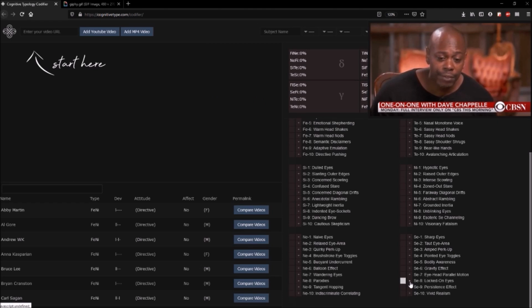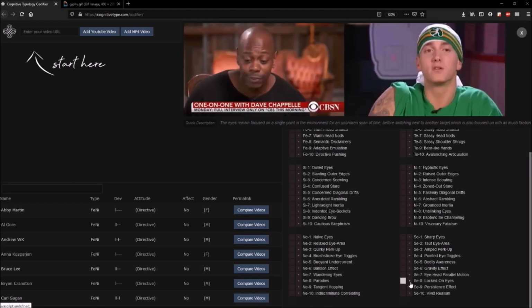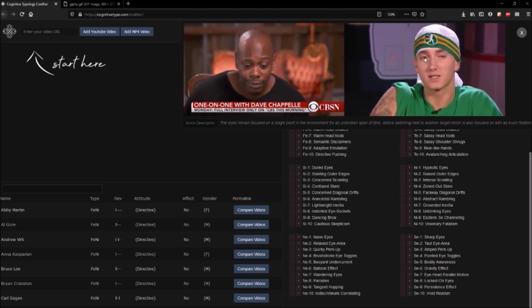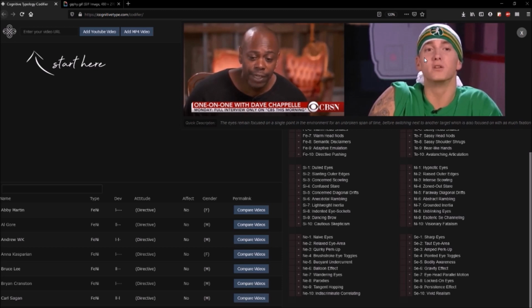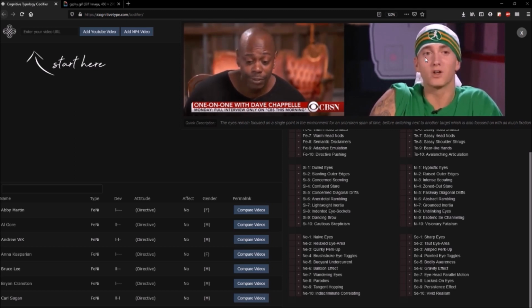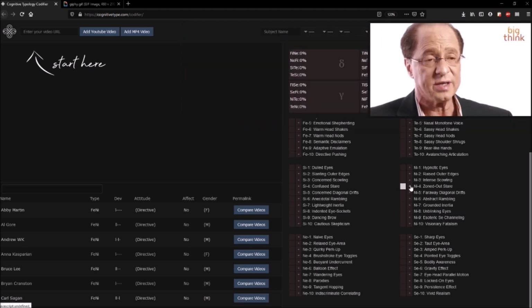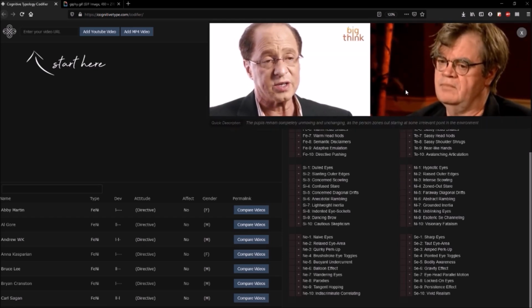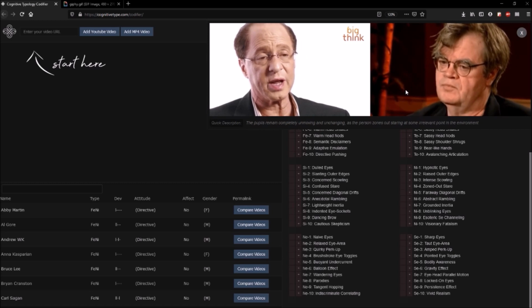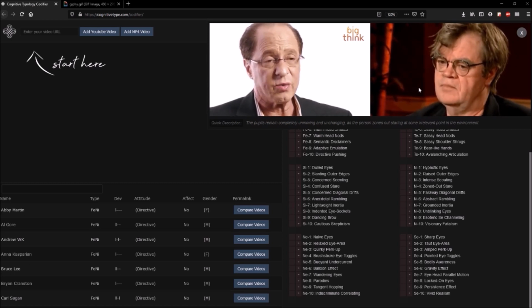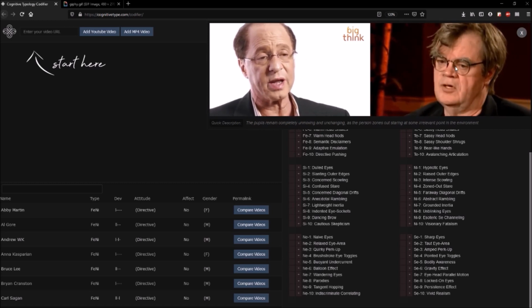Next, we have SE8, which is locked on eyes. Here, Eminem would be a better example. Now notice that his eyes are looking somewhere and he's not moving or deviating from where he's looking during the whole duration. They're basically fixed at that point. Now this does have some crossover with the zoned out stare of NI, except the difference again is that in NI, this is accompanied by the hypnotic eyes, which make the difference here.